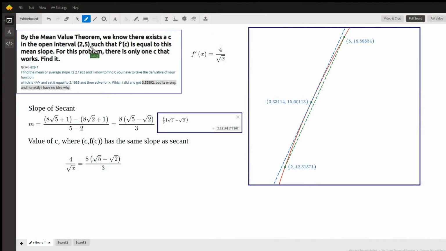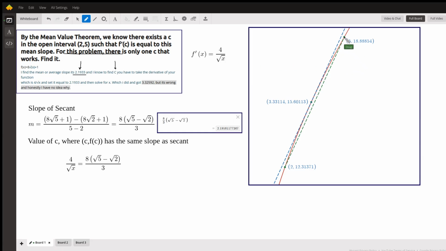Okay, this video is going to show you how to give an exact answer for C without doing any rounding in between, which is, I think, what caused this answer to not be quite what was being looked for. So first of all, the slope of the secant line is this green dashed line. The red curve is f of x, 8 times the square root of x plus 1.